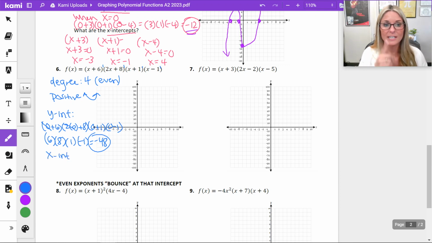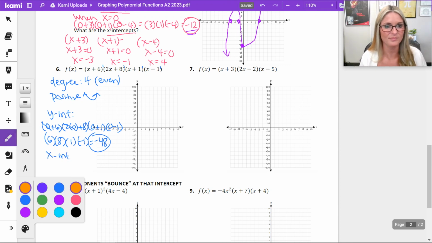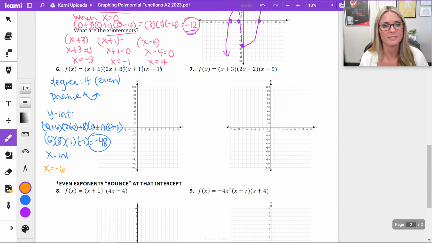X-intercepts. Looking up in my factored form here, we're going to have x equals negative 6. In the second factor, when I subtract the 8, divide by 2, I'm going to have a negative 4. In the third one, I'll have a negative 1, and the last one, a positive 1. Okay, let's plot those. Negative 6, negative 4, negative 1, positive 1, and my y-intercept, negative 48. Try to eyeball that when you're working on Delta Math.